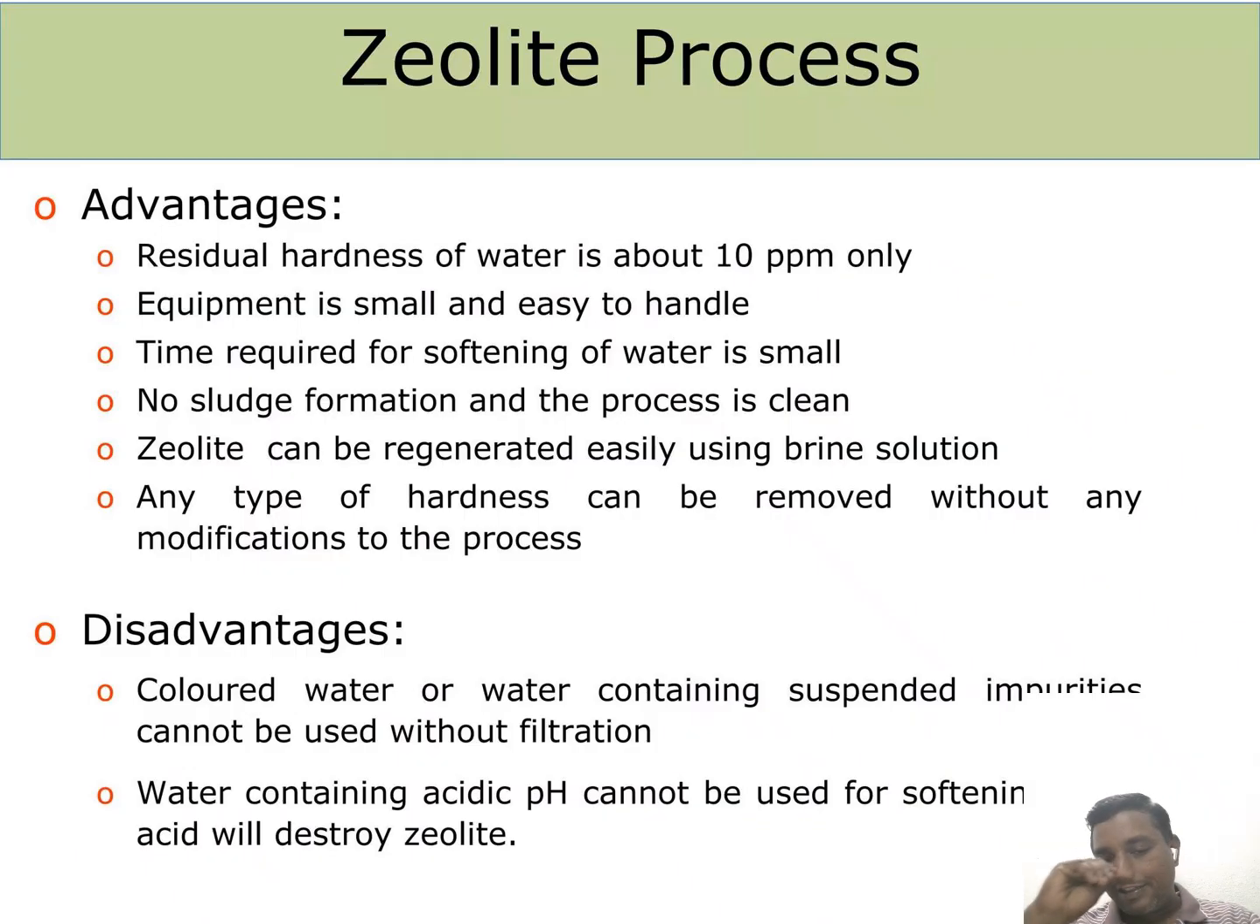Then the zeolite process advantages. The residual hardness of water is about 10 ppm only, so it should be less than 10 ppm. The equipment is small and easy to handle. The time required for softening of water is very small. There is no sludge formation and the process is clean. Zeolite can be regenerated easily using brine solutions. Any type of hardness can be removed without any modification of the process.